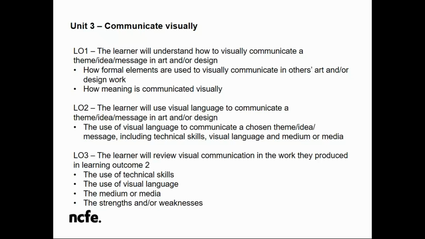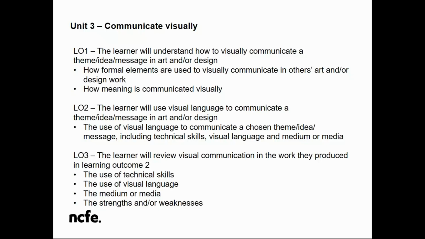For learning outcome 2, the learner must demonstrate the use of visual language to communicate a chosen theme, idea or message, including technical skills, visual language and medium or media. The grading descriptors for this learning outcome explain that for a learner to achieve a distinction, their work must show consistent and effective combination of technical skills and use of visual language and media to communicate their idea or message.